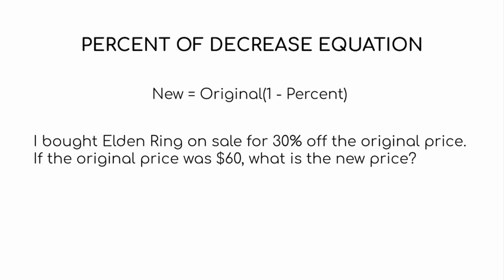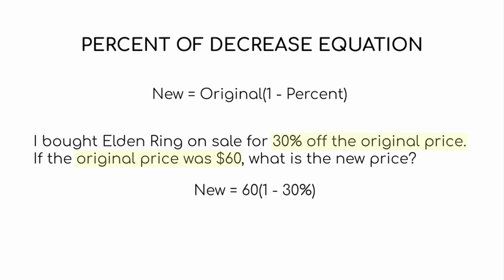So here in our example, I bought Elden Ring on sale for 30% off the original price. If the original price was $60, what is the new price? Now the keyword here in this new example is that it's 30% off. In our last example, it was 70% of the original price. But now it's 30% off the original price. That means we're going to have to use the percent of decrease equation. Here 30% is going to be our percent, and our original price is $60, so that's going to be our original.